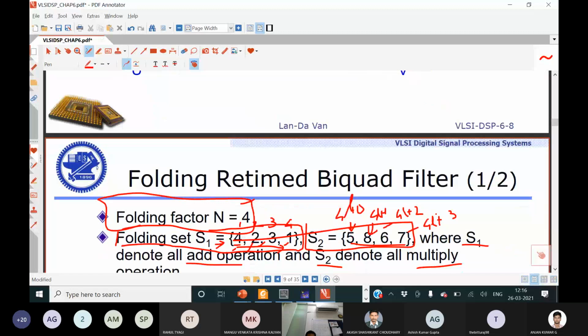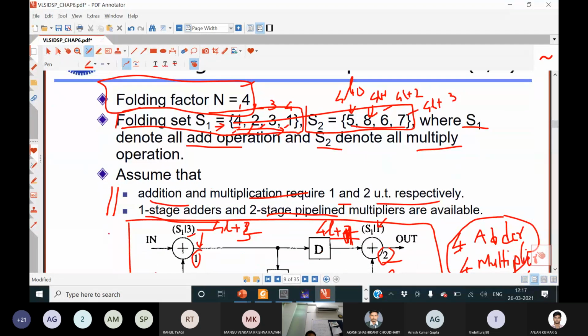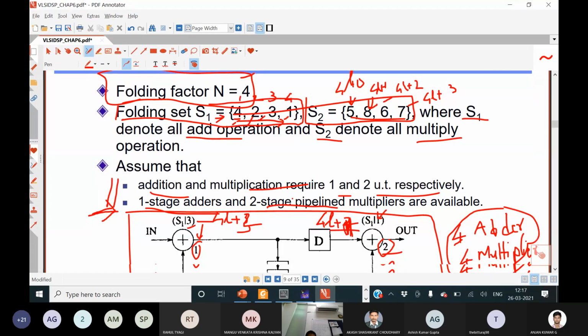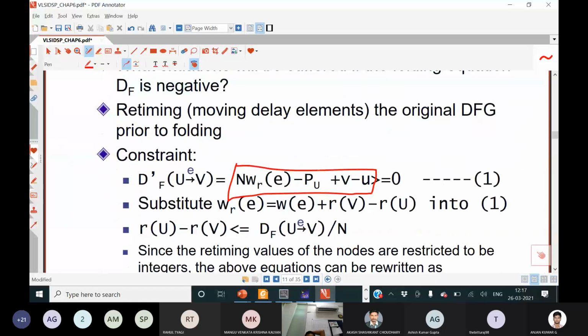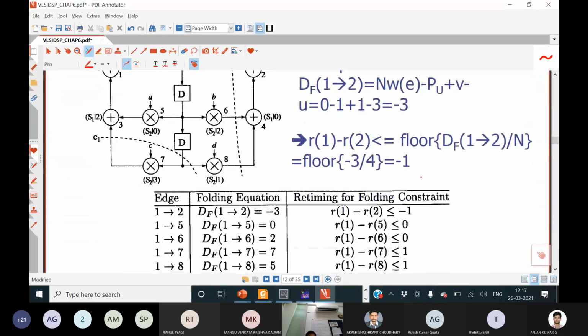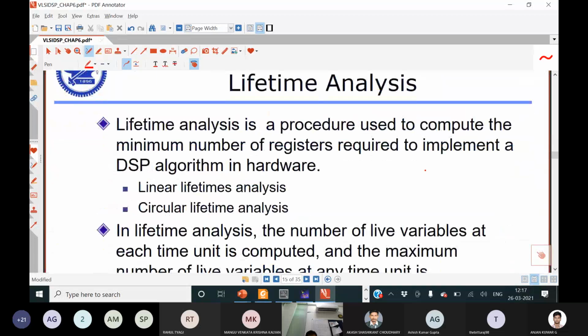Now in this example, what we have discussed defines the instances 4, 2, 3, 1, that is 4L plus 0, 4L plus 1, 4L plus 2, 4L plus 3. So the instances are defined as well as the number of pipelining stages. With this information you can find the solution: put in all the values and find out whether the value is greater than 0 or not. If by any chance the value is less than 0, then you need to apply retiming. We will look at that in detail later when we discuss the example.